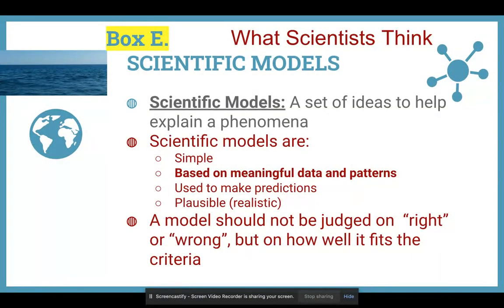Okay, so box E, what scientists think of scientific models. So you're going to have 3 bullet points to write down. Scientific models are a set of ideas to help explain a phenomenon. Okay, scientific models are simple, based on meaningful data and patterns. They're used to make predictions and are plausible or realistic.